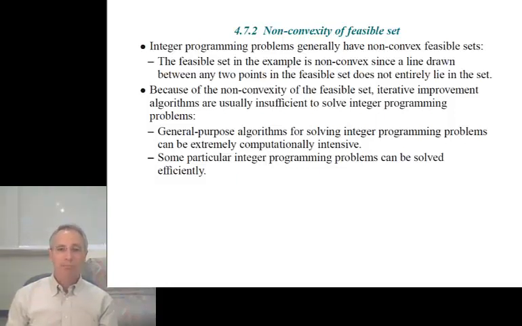And the feasible set in the example is non-convex since a line drawn between any 2 points in the feasible set does not lie entirely in the set. Because of that non-convexity, iterative improvement algorithms usually cannot solve for global optimizers of integer programming problems. And the implication is that general purpose algorithms tend to be extremely computationally intensive. Some particular problems can be solved efficiently, but generally speaking, it's a significant computational effort to solve an integer programming problem.